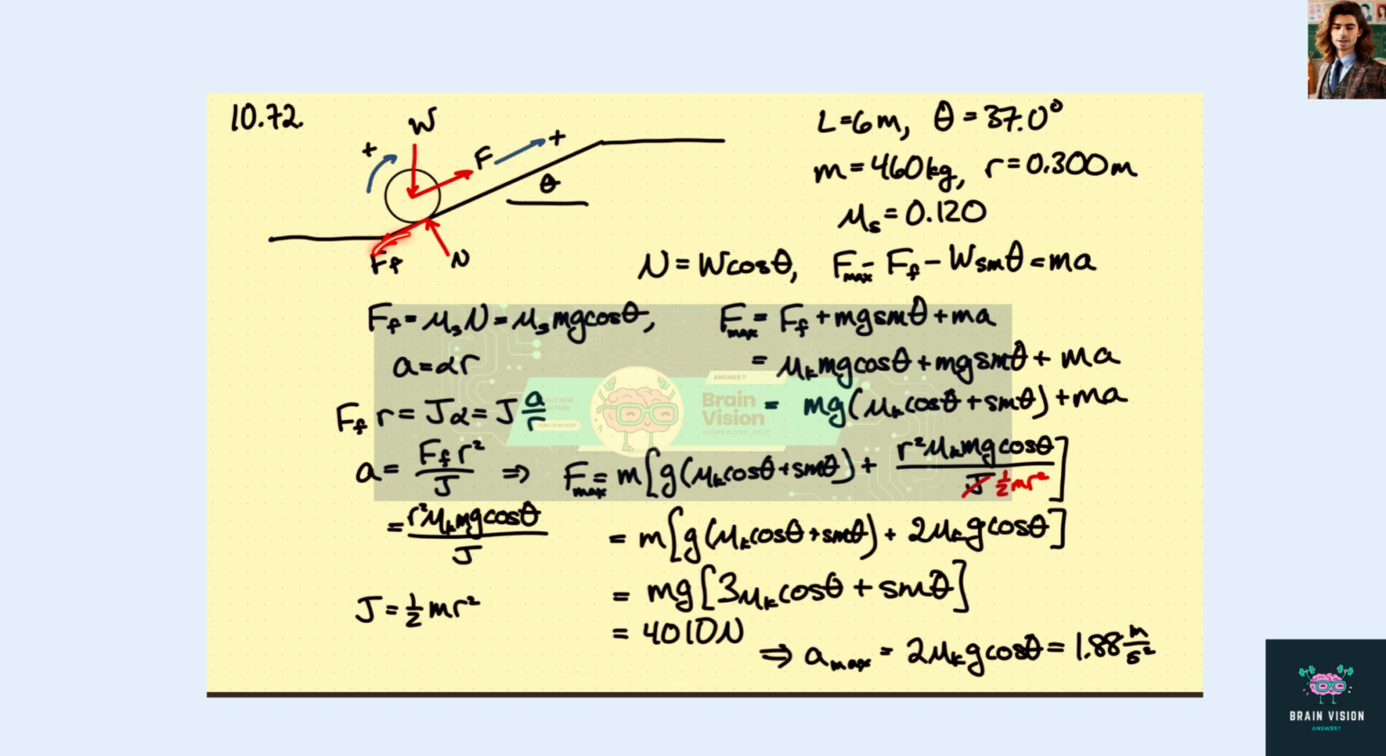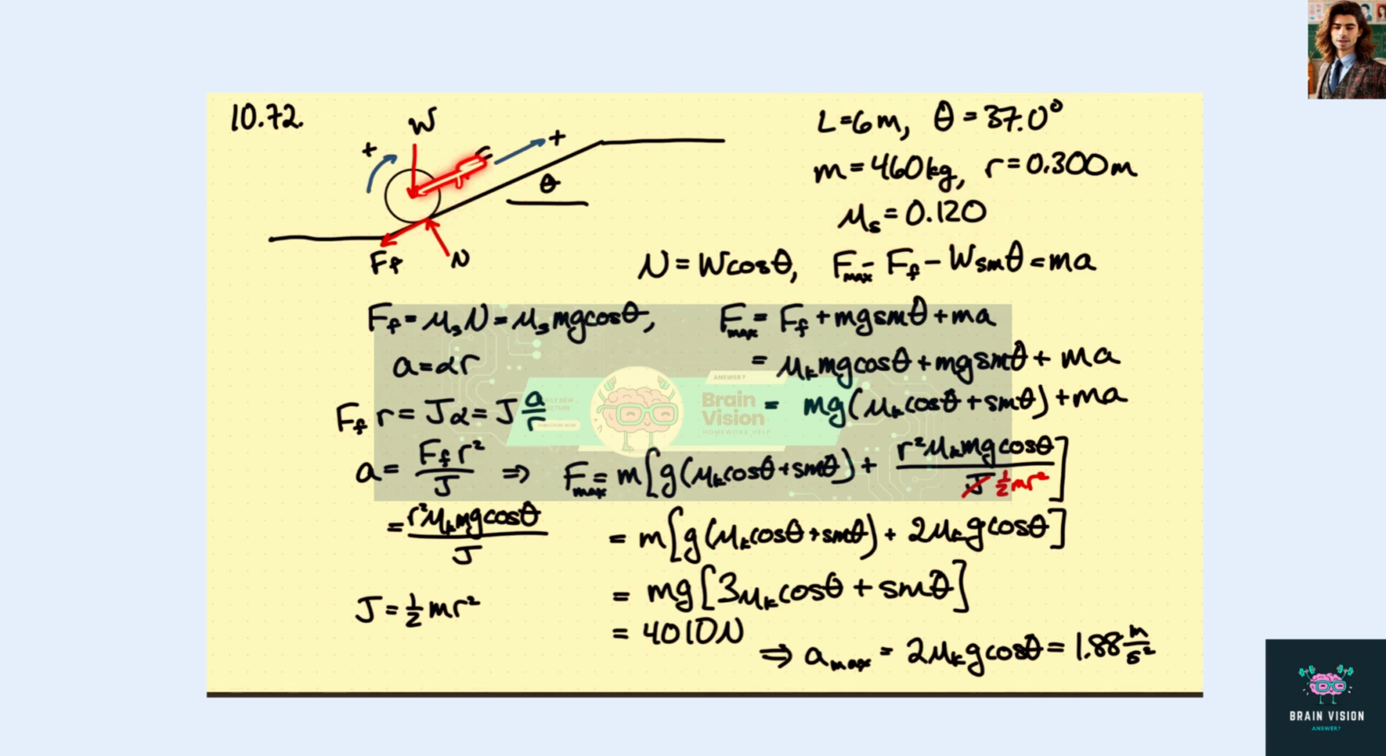So we're trying to move aluminum cylinders from the ground to a loading dock, and we use a wooden ramp here. So here's the ground, here's the loading dock, here's the ramp. And we make it such that it is 37 degrees with the horizontal, and it has a length of 6 meters. The mass of this aluminum cylinder is 460 kilograms. It has a radius of 0.3 meters, and we have a static coefficient of friction of 0.12, so it's pretty slippery here.